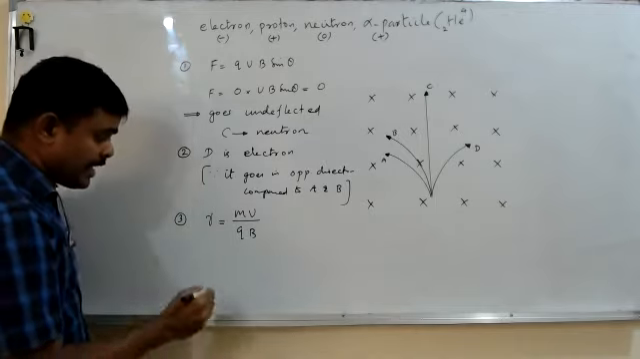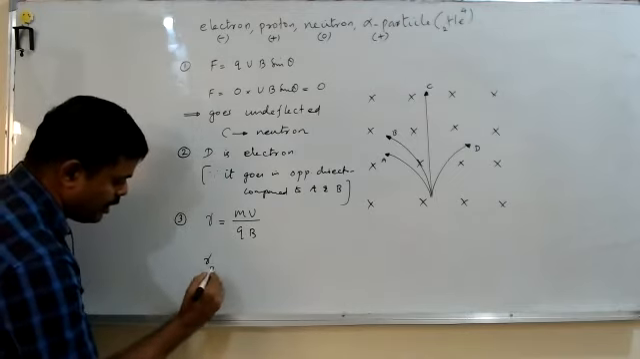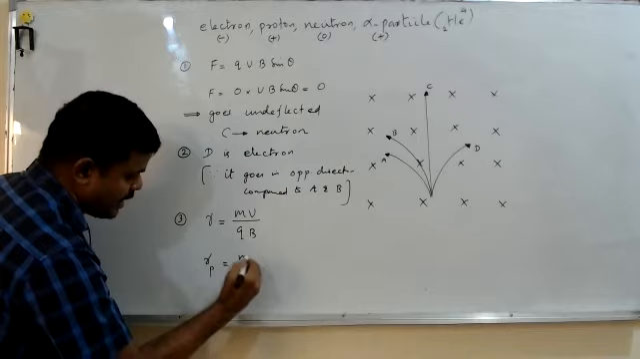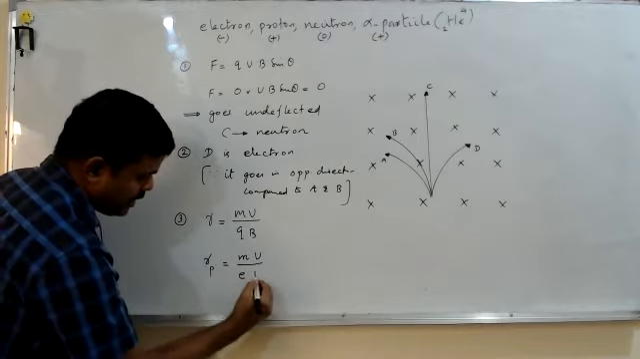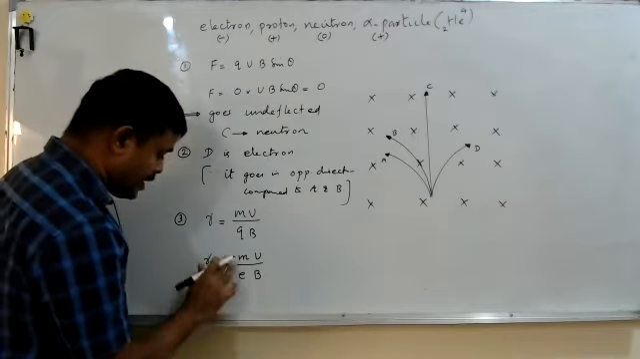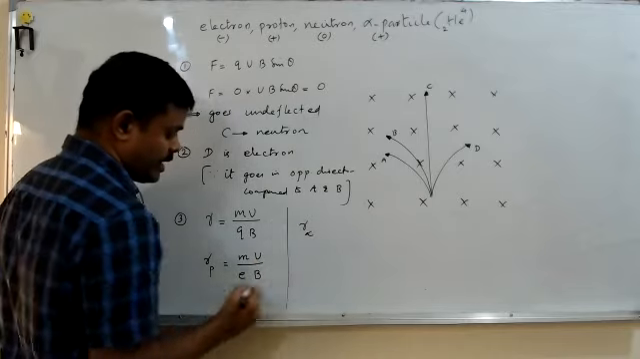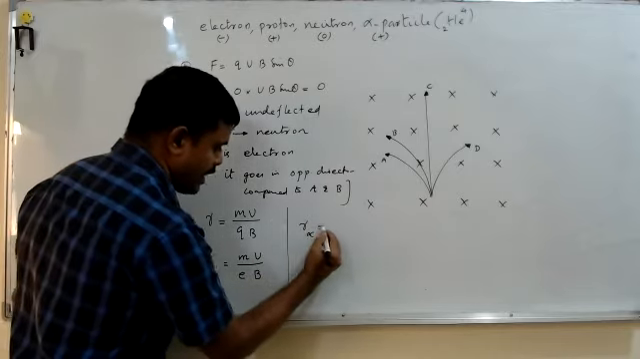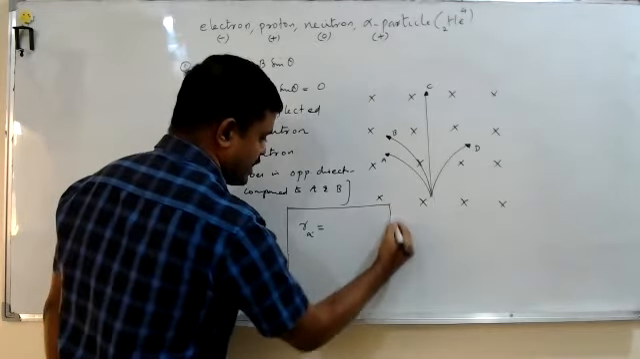Okay, so I can write this for R proton and R alpha. For proton, I'll write the proton's mass as m, velocity is v, charge of proton is e, and magnetic field is B. And what about the alpha particle? I'm writing it here for the alpha particle: the alpha particle's radius of curvature.